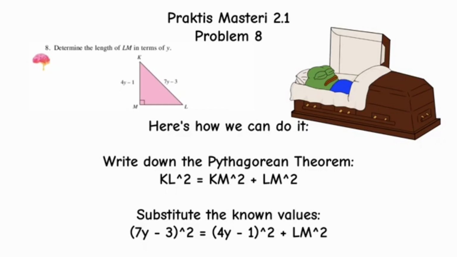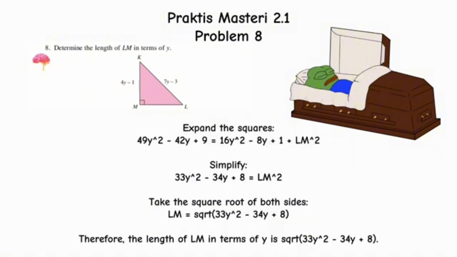Write down the Pythagorean theorem. KL² equals KM² plus LM². Substitute the known values. (7y−3)² equals (4y−1)² plus LM². Expand the squares. 49y² − 42y + 9 equals 16y² − 8y + 1 plus LM². Simplify. 33y² − 34y + 8 equals LM².